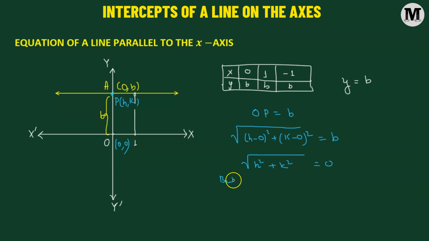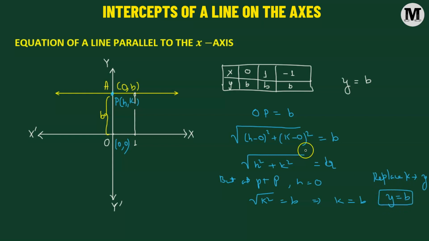But at P, at that particular point P, clearly the value of h is 0, which means that we have square root of k squared equals B, meaning the value of k equals B. Now, to find out the equation of the locus, all we have to do is replace the value of k with y, and that gives us the equation y equals B.